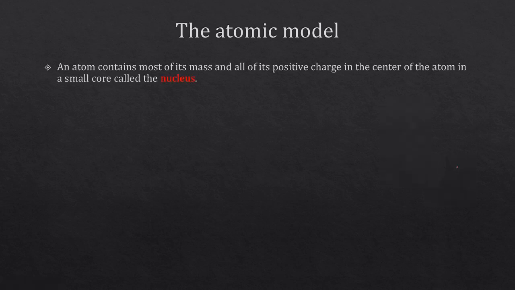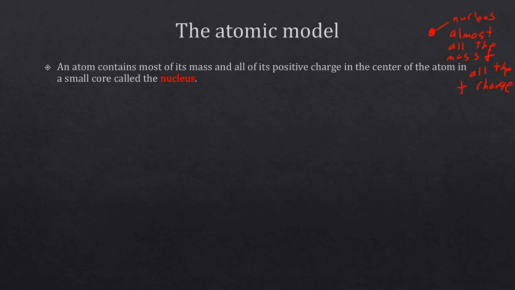An atom contains most of the mass and all of its positive charge in its center, in a small core called the nucleus. So when we're talking atoms, there will be a part in the middle, which is going to be the nucleus. The nucleus is going to have almost all the mass and all the positive charge. So the nucleus is going to be in the center of our atom.